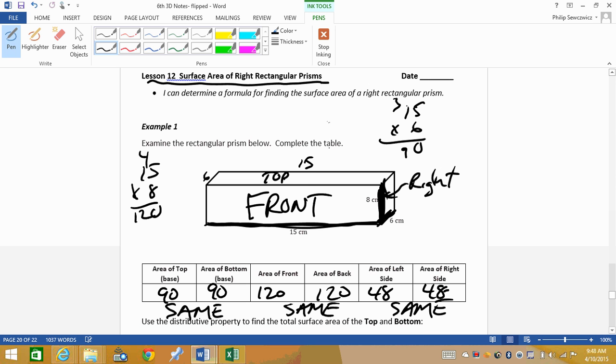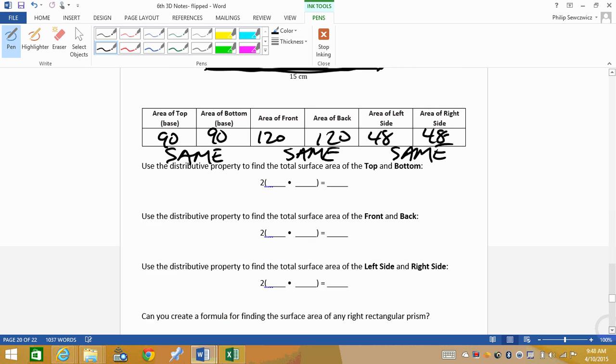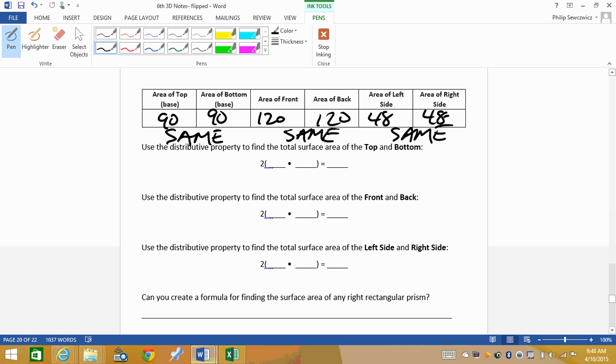So the main thing that we want to see here is the patterns. Now we can get mathy here and say the distributive property. We don't even need to really worry about the distributive property, but we are going to multiply to find the area of the top. We did 15 times 6, but then we have to times it by 2. So 15 times 6 is 90, 90 times 2 is 180. So instead of doubling up and doing 90 plus 90, we're going to multiply it times 2. That's why we're referencing the distributive property there.